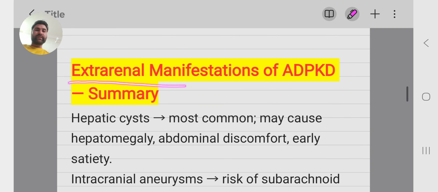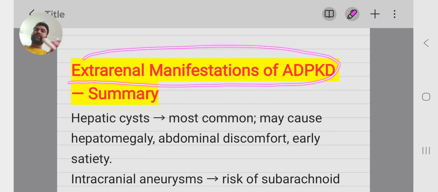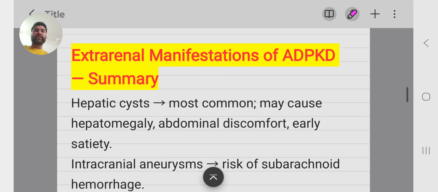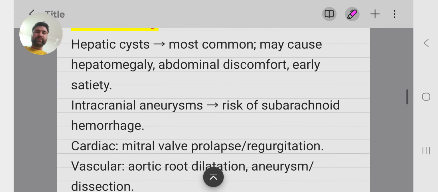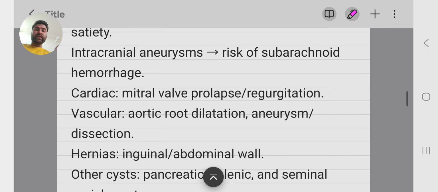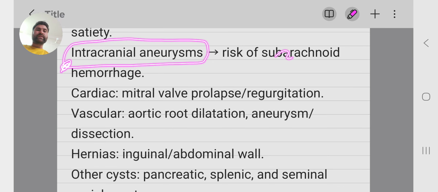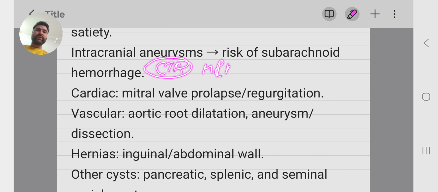So first of all, we discuss other extrarenal manifestations of this ADPKD. The extrarenal manifestations are hepatic cysts that can be seen on the ultrasound, and intracranial aneurysms. When intracranial aneurysms are present, there is an increased risk of subarachnoid hemorrhage, especially in patients who have hypertension. So CT angiography or MR angiography should be done in these patients, and if there are aneurysms, then they should be clipped.